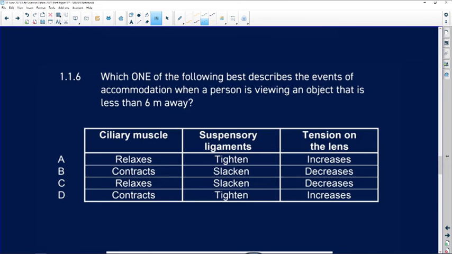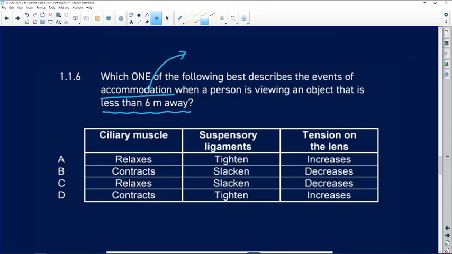1.1.6. Which one of the following best describes the events of accommodation when a person is viewing an object that is less than 6 meters away? Before we look at our options, let's make sure that we understand all the terminology and exactly what this question is asking us. When we talk about accommodation, we mean changes in the shape of the lens in order to bring about accurate focusing of the image on the retina.